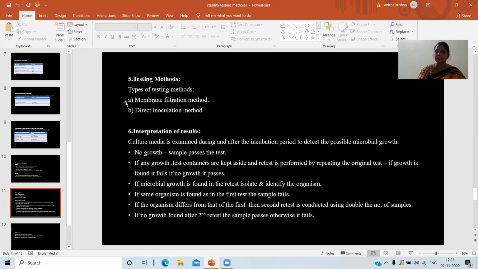Now talking about the second method, that is your direct inoculation method. Here it is directly inoculated. So how do you do it? You have to take the sample and directly put it on the medium, either by using a sterile pipette or a sterile syringe, under aseptic conditions, and go for incubation.